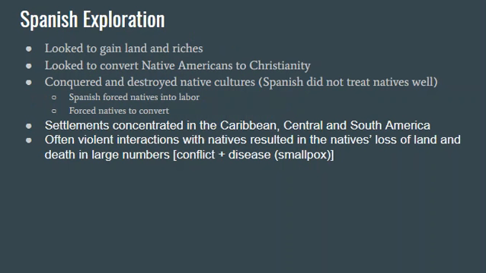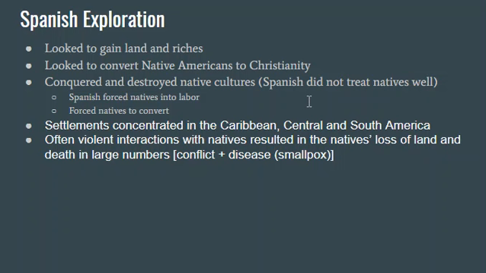Next up, we will be talking about Spanish exploration. So this is specifically about the people from Spain. When Spain came to North America, they looked to gain land and riches. They also wanted to convert natives to Christianity. However, they conquered and destroyed native cultures. The Spanish did not treat natives well. They forced natives into labor.